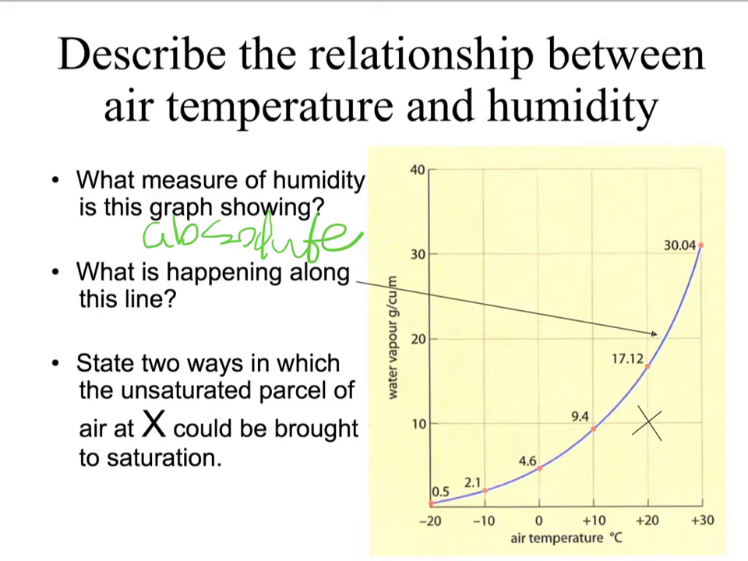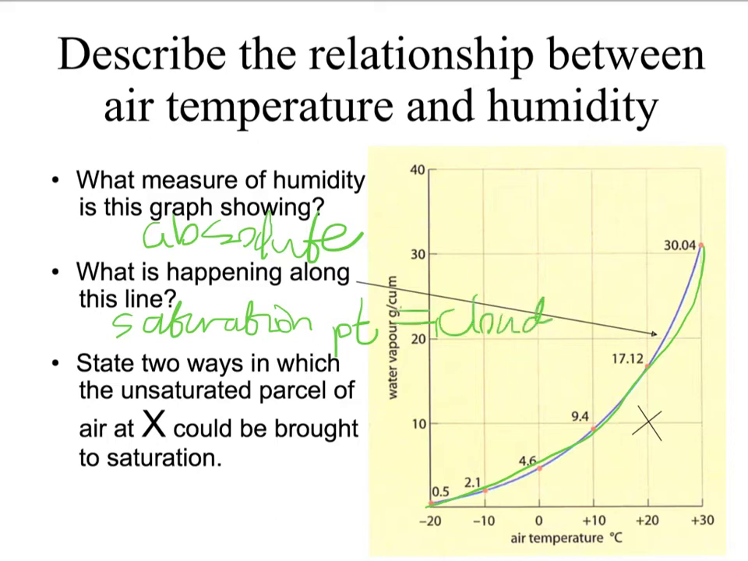What is happening along this line here? Hopefully you can see along this line you've basically got air temperature cooling, and that is the saturation point, which basically means it is condensing from water vapour back into water droplets, and therefore that equals clouds, and eventually rainfall, of course. So all along this line is cloud formation.